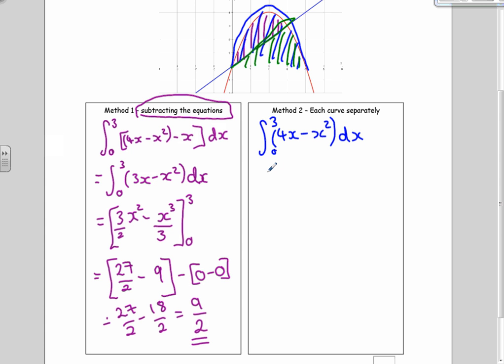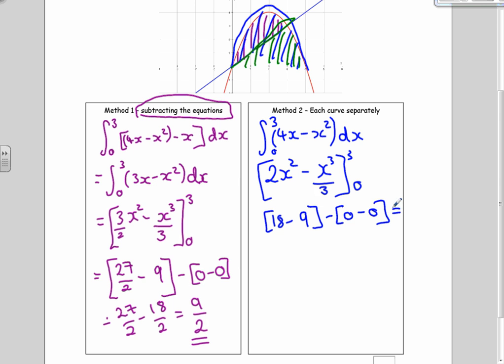So if I add 1 to the power, that gives me x squared, divide by the new power, so that's 2x squared, minus, add 1 to the power gives me x cubed over 3. And I'm evaluating that between 3 and 0. So if I put 3 into this, I get 3 squared, which is 9. 9 times 2 is 18. Minus 3 to the power of 3 is 27. 27 over 3 is 9. And when I substitute 0 in, I just get 0 minus 0, which leaves me with an area of 9. So now I need to look at the area under the line y equals x.